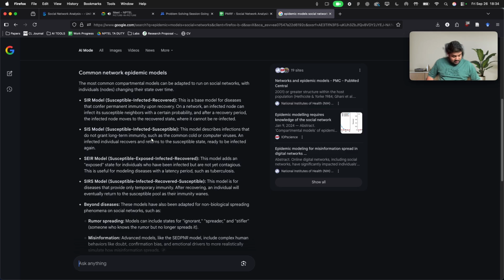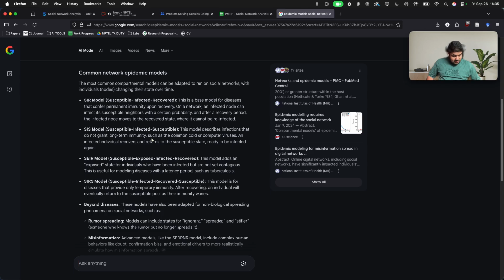For example, diseases which develop an immunity against something. Assume like viral fever. In viral fever you recover, you gain some immunity, but after some time that immunity drops to zero and then you become susceptible again. Okay. So these are the SIR, SIS, and SIRS models.